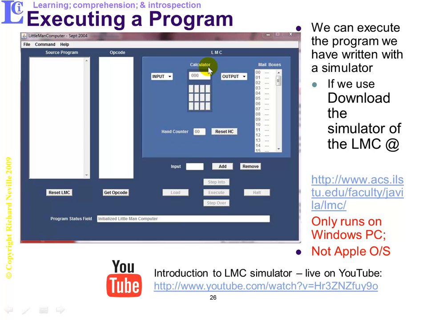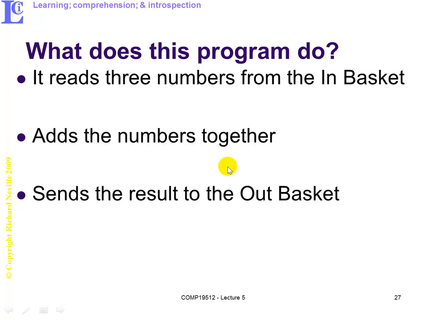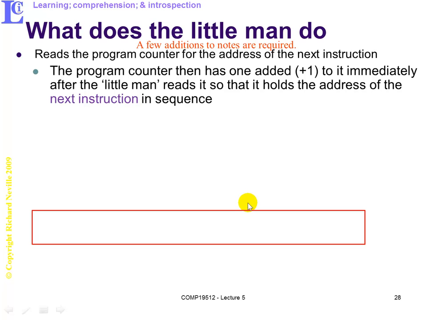So this simulator will step you through the program. We're not going to use it here. You can see how it works in this video. Remember to watch it. Now what we're going to do is say, what did that program do? Well, briefly, it reads 3 numbers from the in basket, adds them together, and then sends the result to the out basket. Well, how is it doing that? What is the little man actually doing?